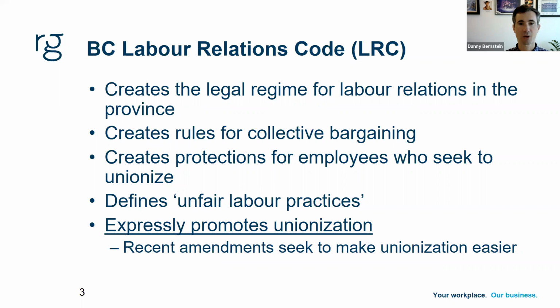Some of the main parts of the code: it sets out a regime and a structure for collective bargaining. It sets out a structure for creation of bargaining rights, which is what we're going to talk a lot about today. So how a union becomes the bargaining agent at a workplace, at an employer. It creates protections around the desire to unionize. It sets out what an unfair labor practice is, which predominantly is prohibitions on employer behavior.